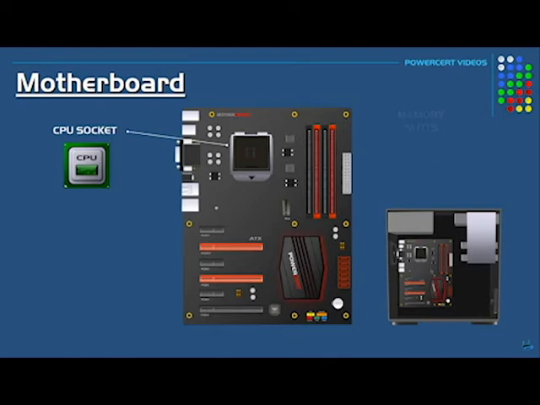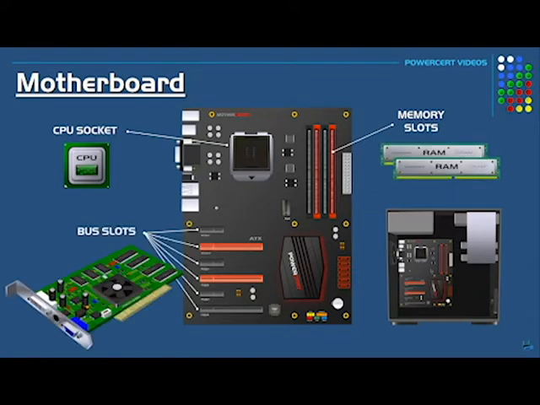So these are your memory slots, and basically this is where your RAM is going to go. I said I'd go over RAM in the last video, but we're going to go over RAM in the next episode. But basically this is where your RAM, or your random access memory, is going to go so that it can provide memory to the rest of the parts.